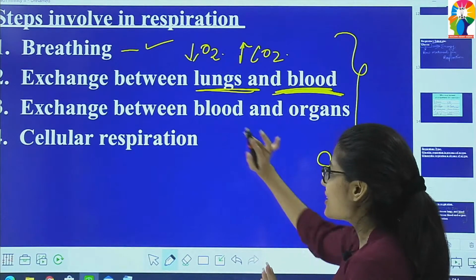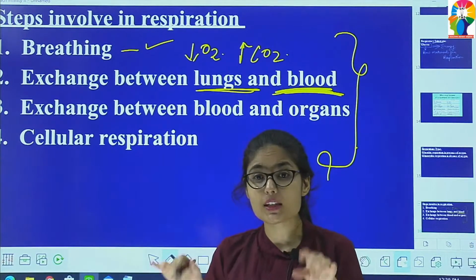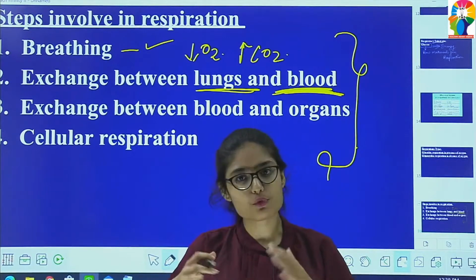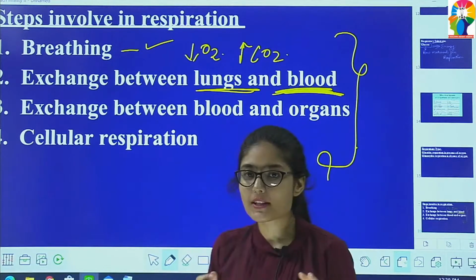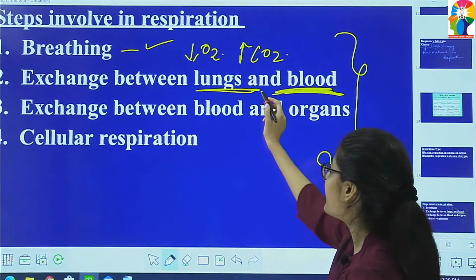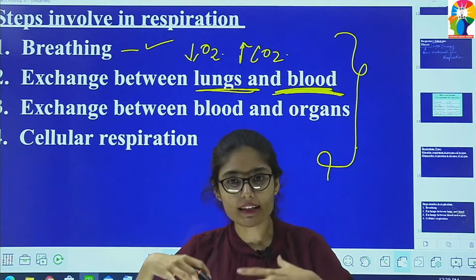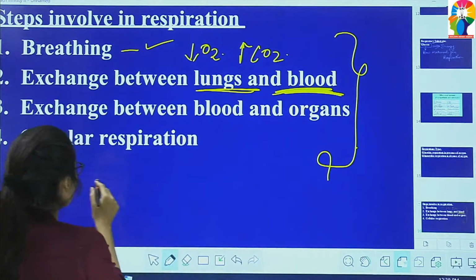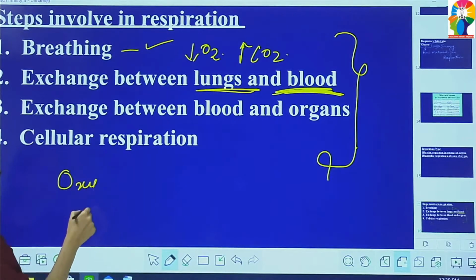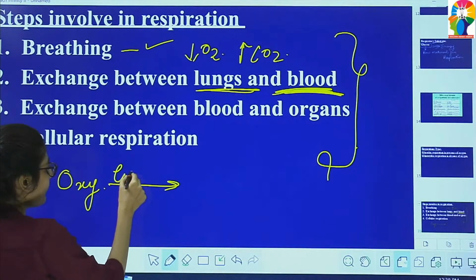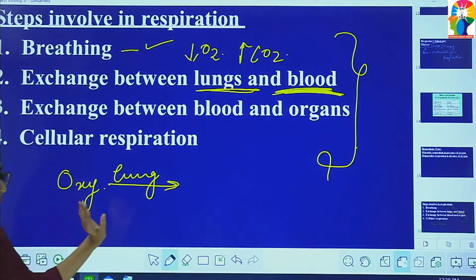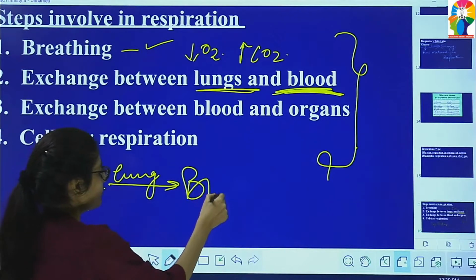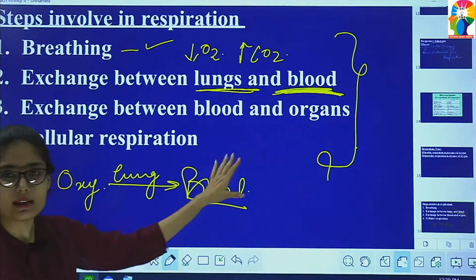Okay, so the first step is your breathing. Now after breathing what happens? We inhale the oxygen, and our lungs are full of oxygen. Now what happens, children? The exchange happens between the lungs and the blood. The oxygen that we inhale is exchanged into the blood. What is in our lungs? Oxygen that we have inhaled through the process of breathing. Now this oxygen will go into your blood.